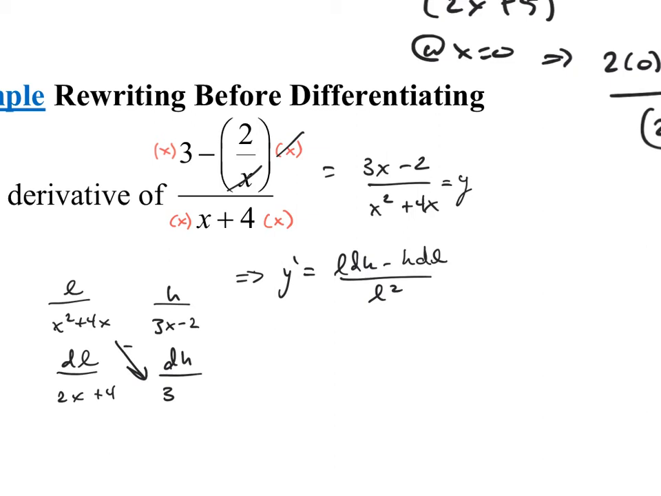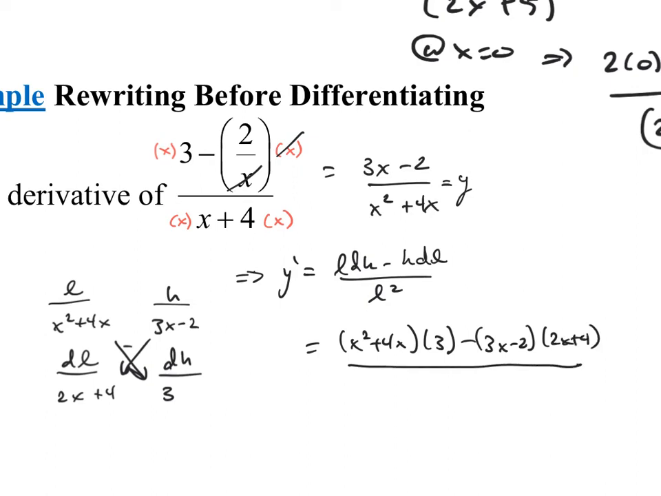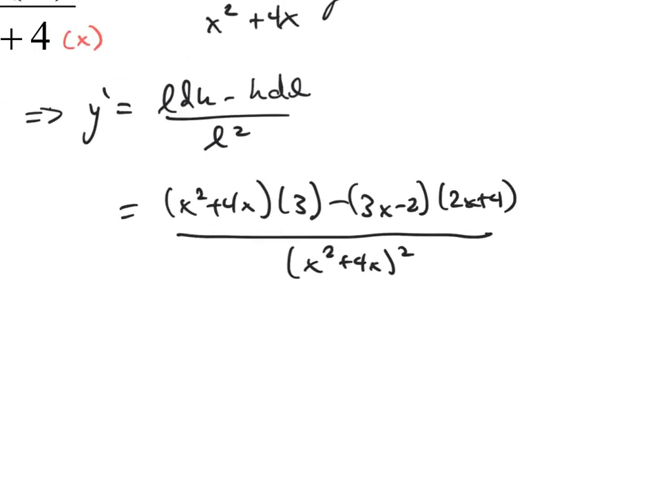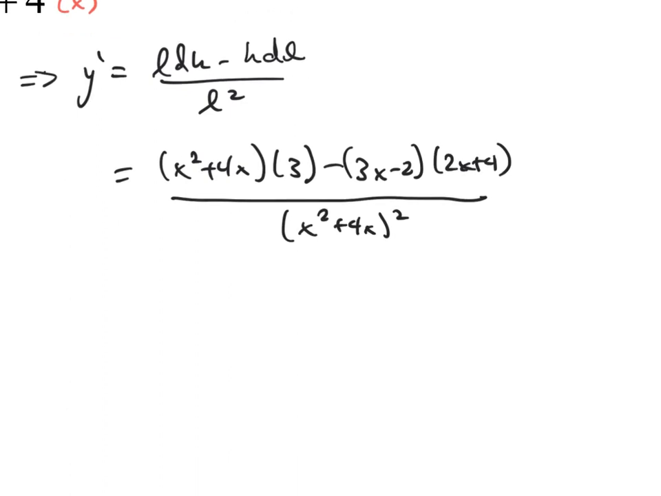Remember, we're going to do low d high minus high d low over what's below squared. So the low function is x squared plus 4x. Derivative of the high is a 3. Minus the high function, which is 3x minus 2, times the derivative of the low, which is 2x plus 4. And then all of this is over the low function squared, which is x squared plus 4x quantity squared. I do not want to distribute that or FOIL that out. I could factor out an x, but I don't know if we need to. We'll wait until the very end to see if that would help us at all.